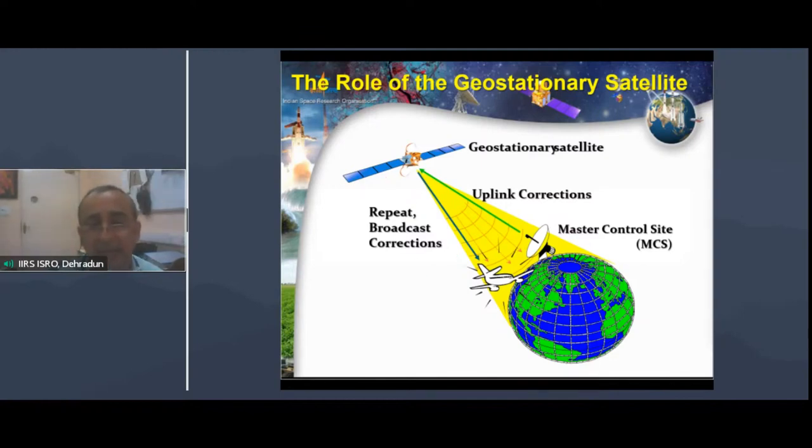Once the corrections have been received by the master control site from the referencing stations, these errors are finally processed in the form of corrections in XYZ, and they are uploaded to the geostationary satellite. Then the geostationary satellite transmits these errors to a very wide region. You can see it is covering more or less 1/3 of the globe. If you see this much area, this is the footprint for one of the satellite-based augmentation systems.